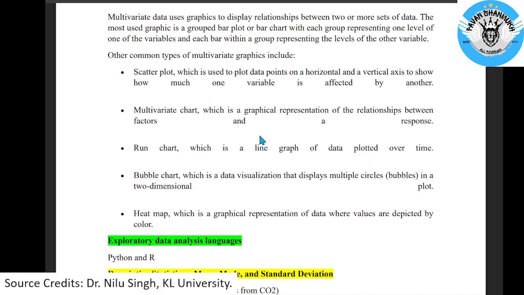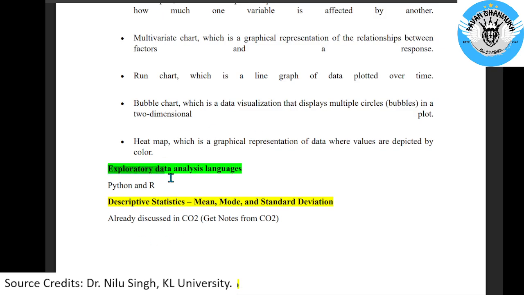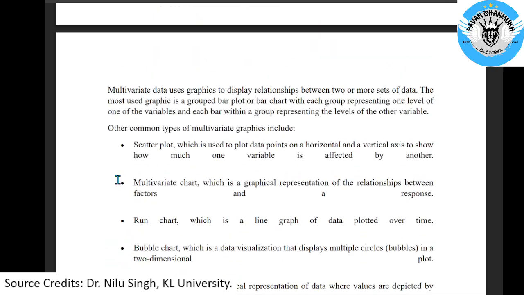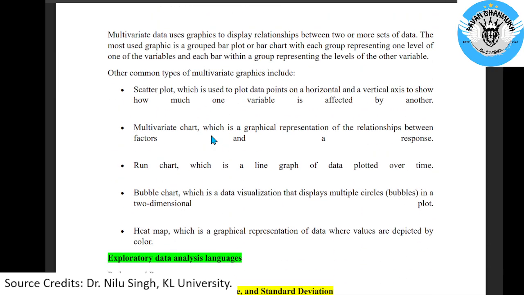Heat maps we obviously discussed. So finally, the programming languages that we use in these are Python and R. That's it for today, guys. These are the basic concepts. The subject is much bigger than the concepts we learn.